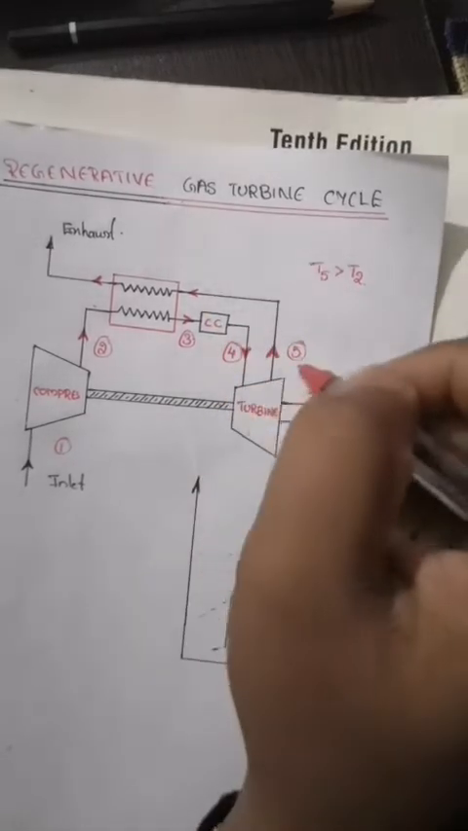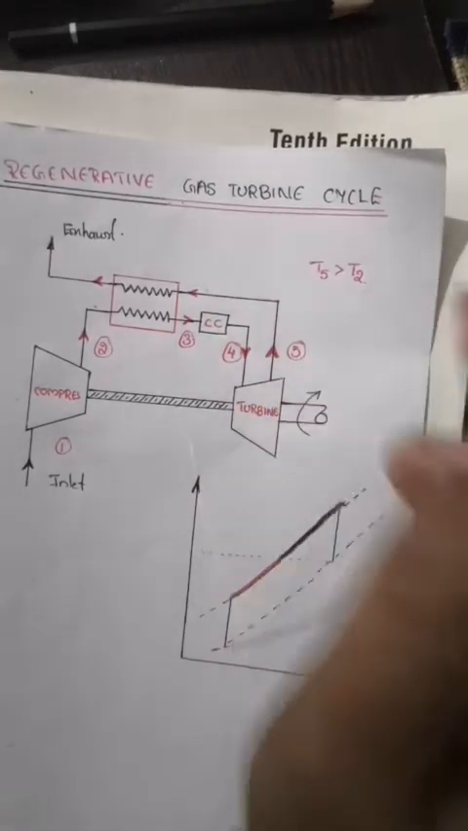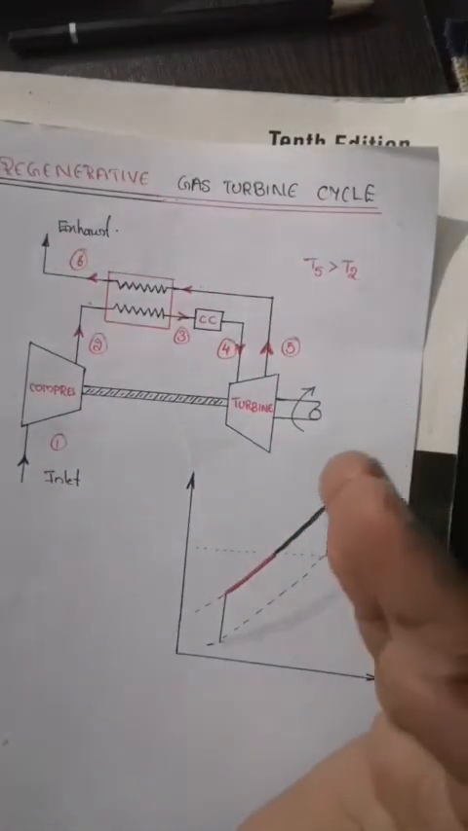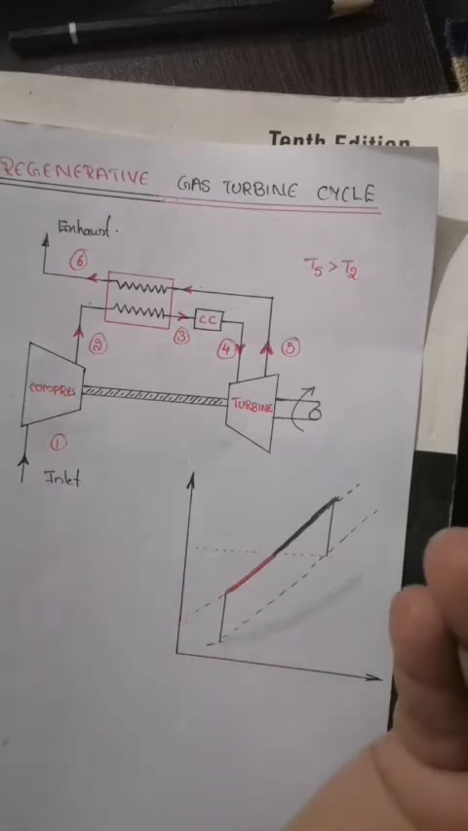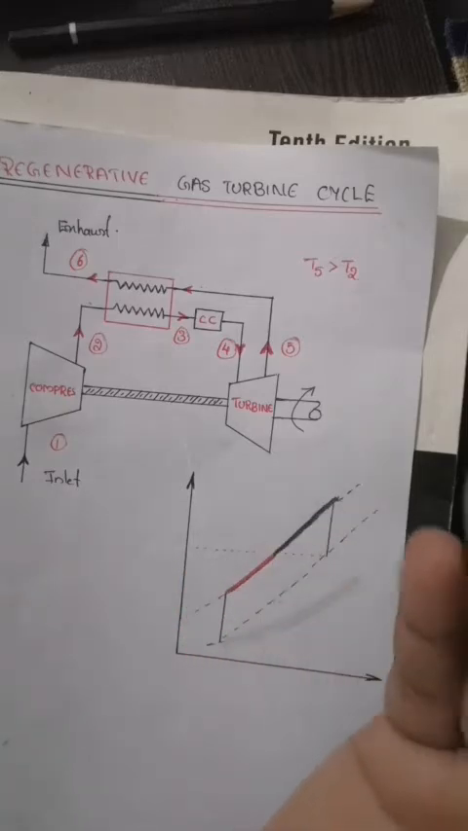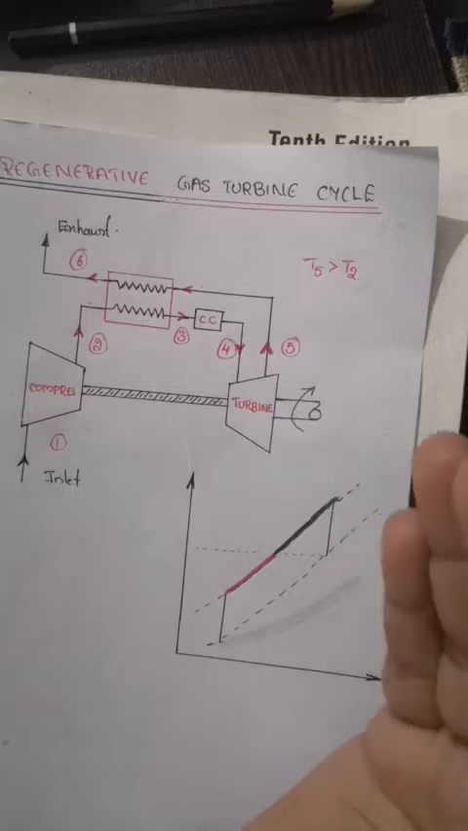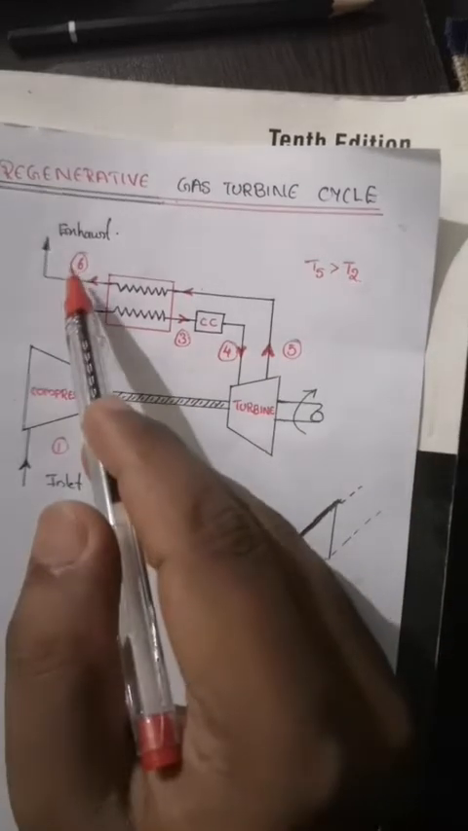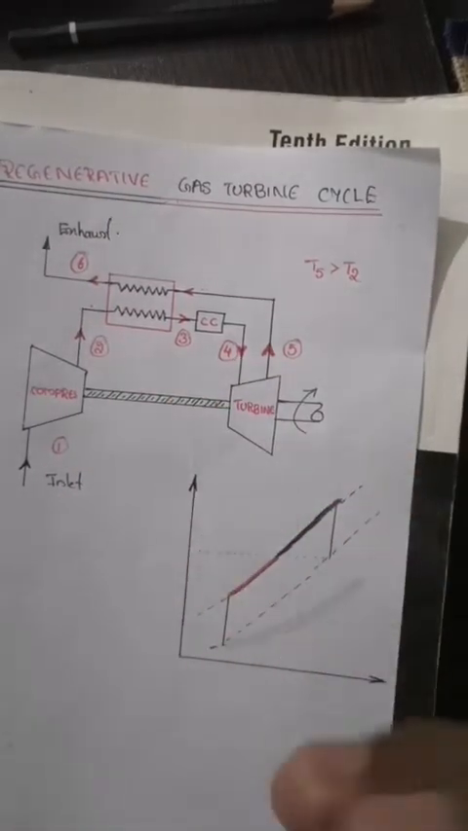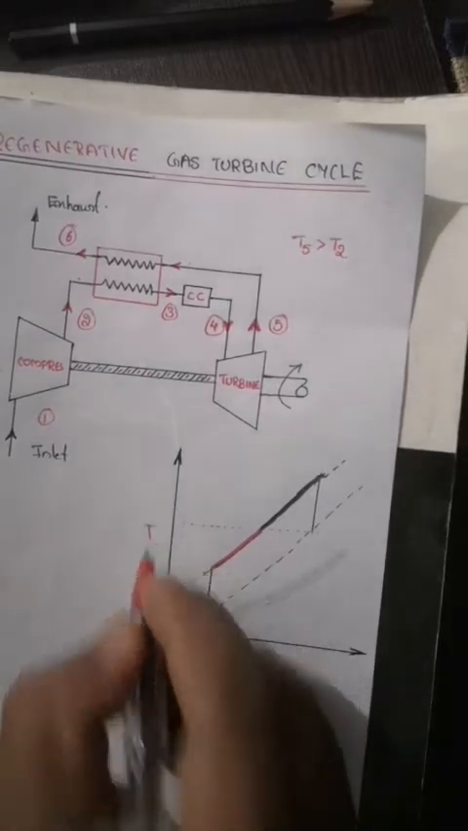The exhaust gas coming at condition number 5 is passed through this heat exchanger to reach condition number 6. Since we are considering an open cycle turbine, the exhaust will be to the atmosphere. So the actual exhaust from the turbine to the atmosphere will be at condition number 6. Let me mark this process in a TS diagram.